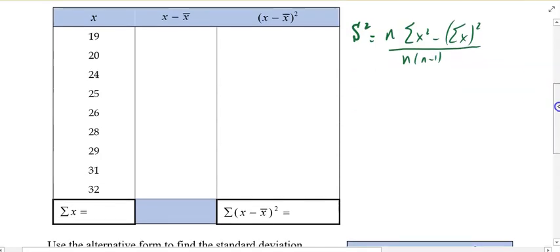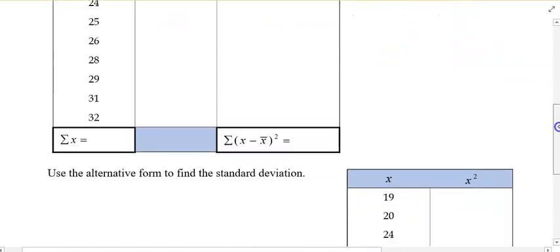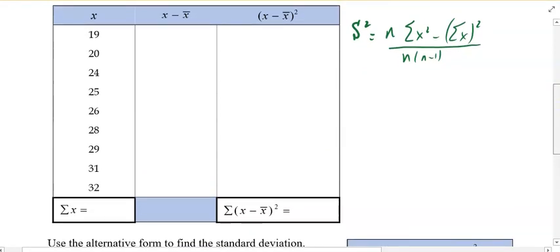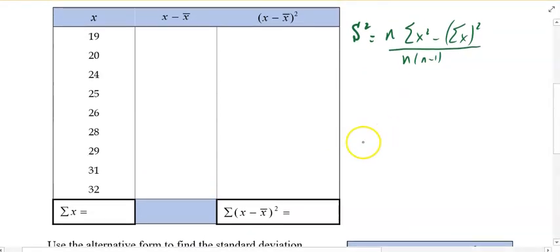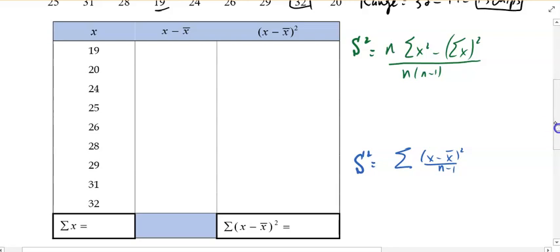So, second formula states s squared equals the sum of x minus x bar squared over n minus 1. And s is the square root of that. So to be able to do both of those, well, first things first. The sum of x quantity squared, these are the x's. I need this number. So I'll get my calculator and add all of those.